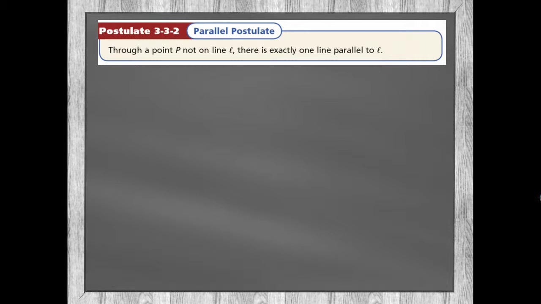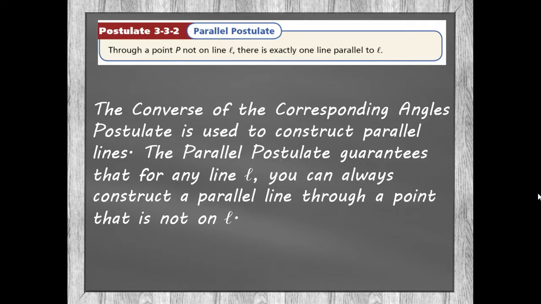The parallel postulate, 3.32, says that if we have a line and a point that is not on the line, there is exactly one line that can be drawn through that point to be parallel to the line we already have. This postulate guarantees that for any line, you can always construct a parallel line through a point that is not on the line in question.